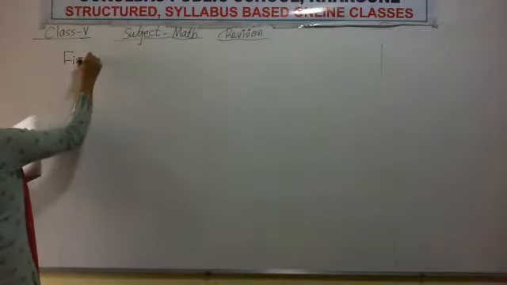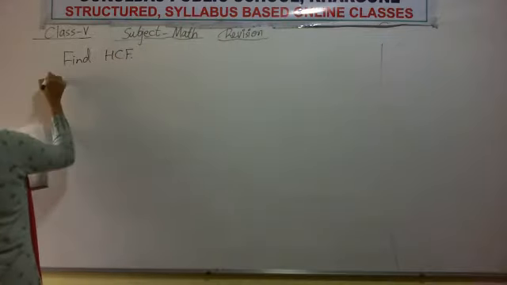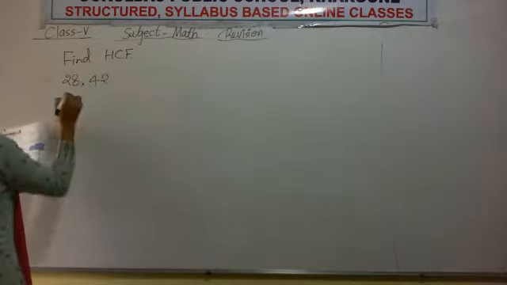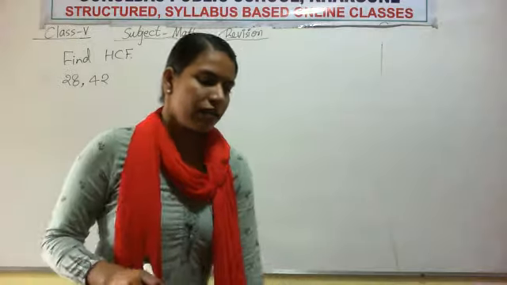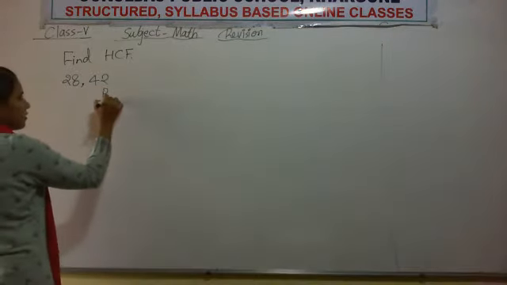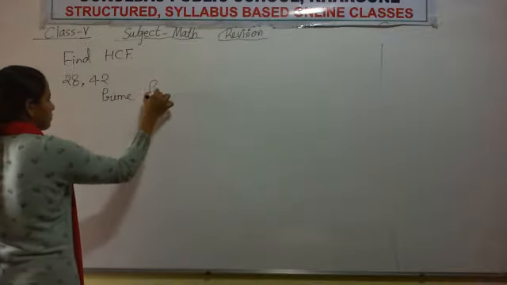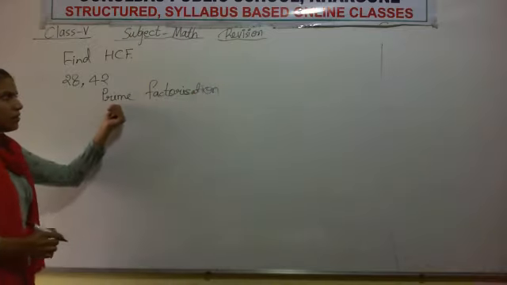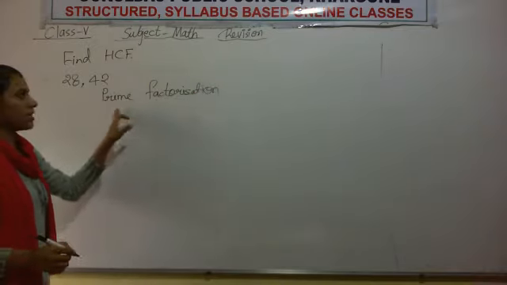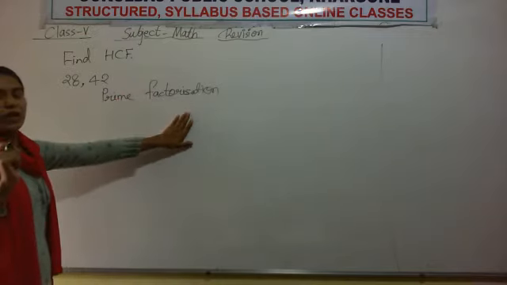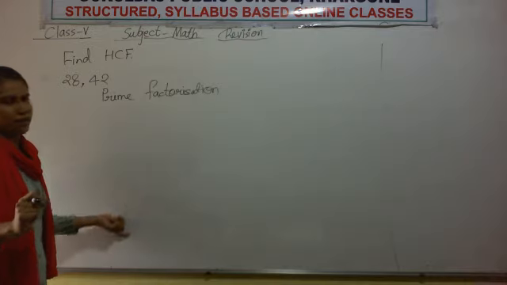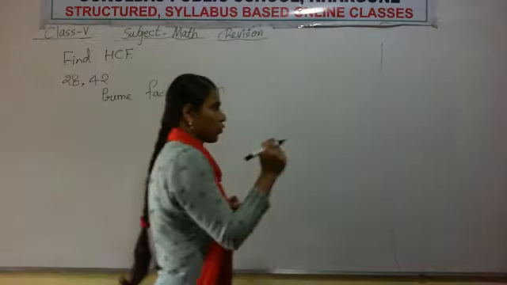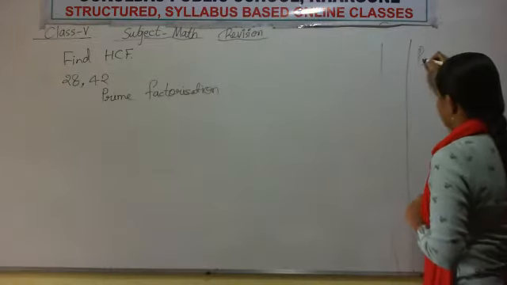Our task is to find HCF. Suppose we have two numbers 28 and 42. We want to find HCF. So I am using prime factorization first. As the name of the method is prime factorization, here we will use only prime numbers to divide. To divide these two numbers we will use only prime numbers. So you need to learn prime numbers.